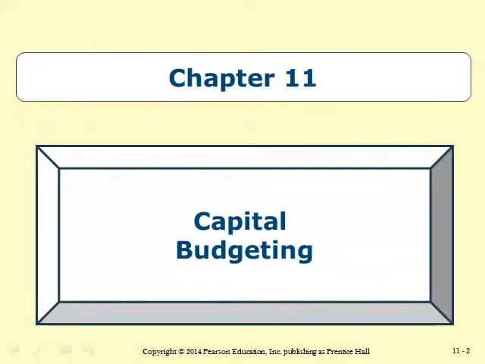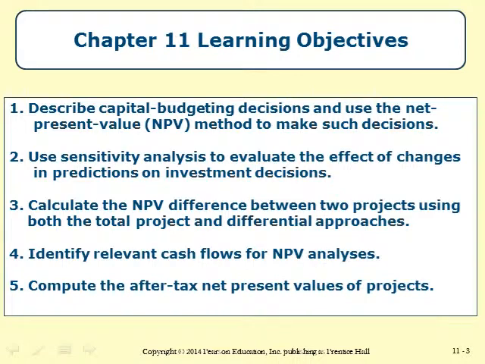In today's session, we're going to talk about capital budgeting, which is essentially just long-term planning, and then talking about alternatives and approaches to deciding how to finance those long-term alternatives. At the end of our session today, we should be able to describe capital budgeting decisions and use the net present value method to make such decisions. The net present value method being the most widely used decision-making tool with respect to capital budgeting.